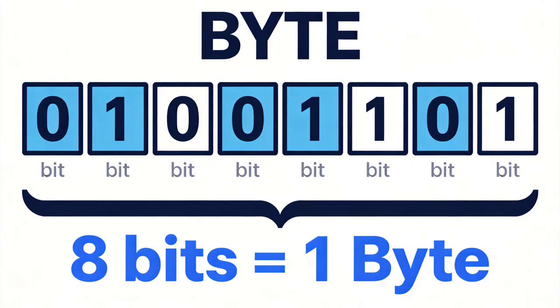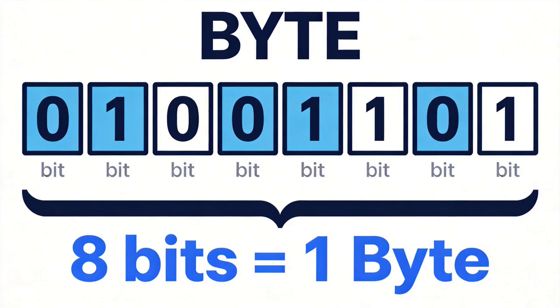Now, a single bit on its own isn't very useful, so computers group bits together. When you put 8 bits together, you get a byte. 8 bits, 1 byte. This is the basic building block that computers actually work with. And from a single byte, you can represent 256 different combinations, from 0 all the way up to 255.